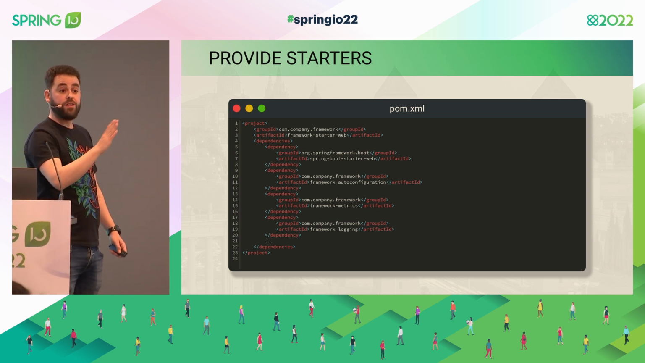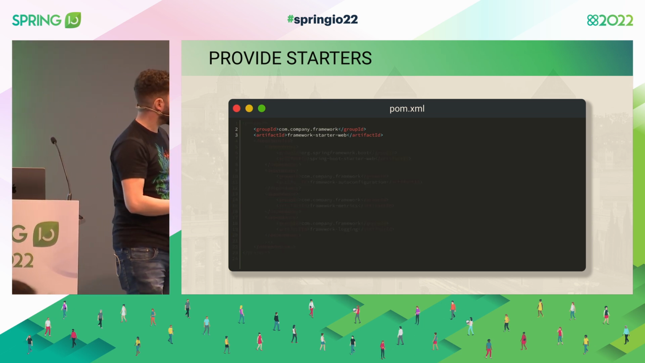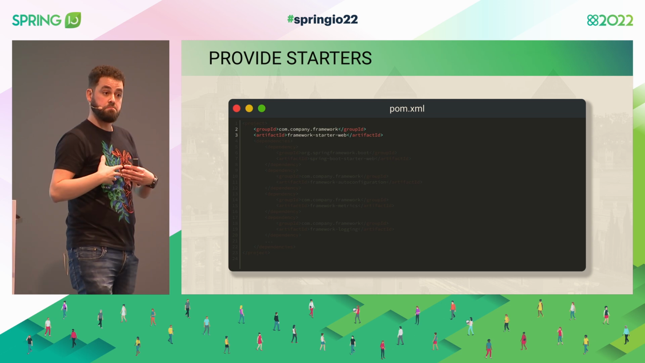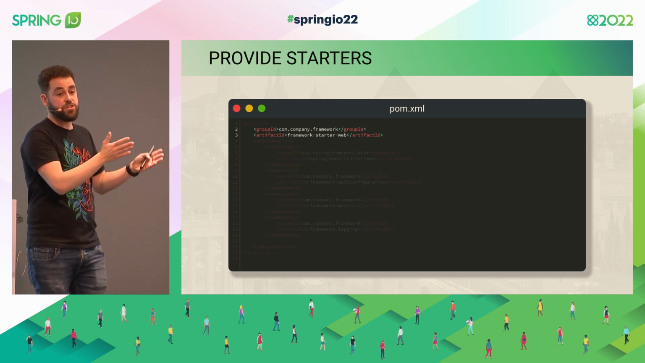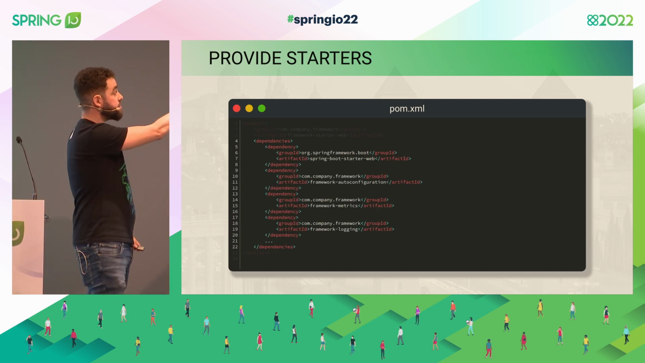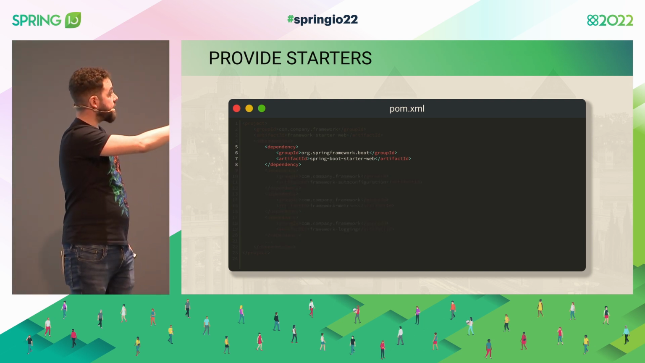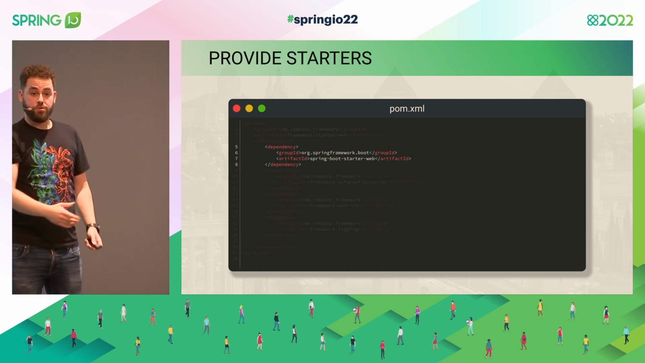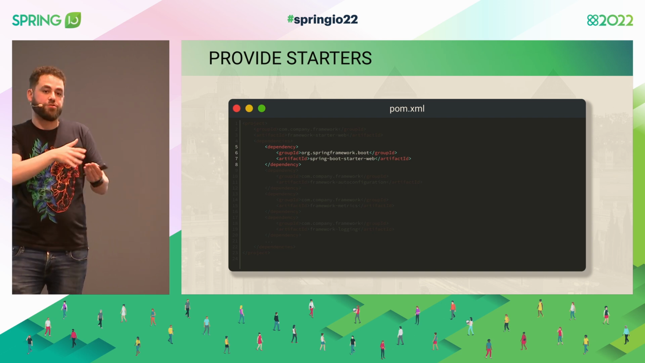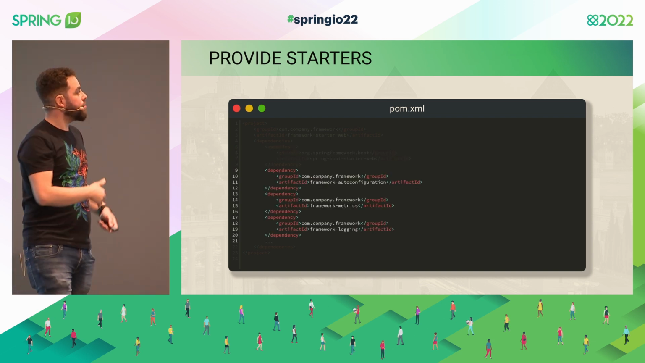Similarly, from the framework, we can do exactly the same, right? We can provide our framework starter web. This means at Travix, a web application usually needs this. And this means, on one hand, I can add Spring Boot starter web. So it's still a Spring Boot web application. Remember, it's on top of Spring. We are not replacing Spring. But then we can add our own stuff.